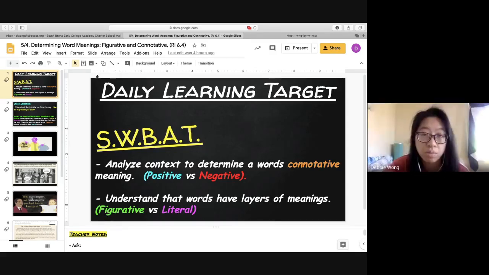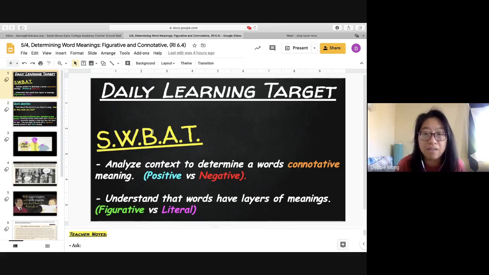All right, so today we're going to be working with determining word meanings using figurative language. We've talked about figurative language. Figurative is all those similes, metaphors, alliteration, hyperbole, personification. Literal means you're going to say exactly what you mean. We talked about connotation last week. This week we are going to be working with informational text, RI 6.4.